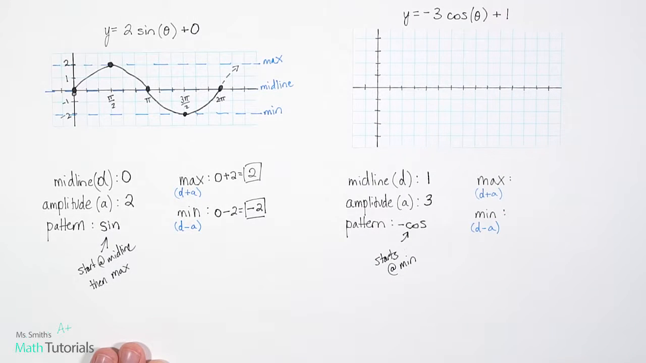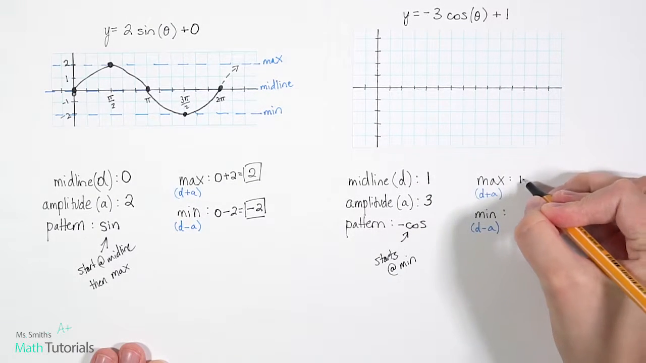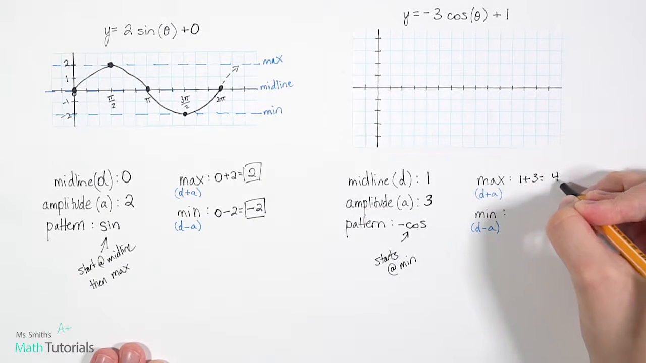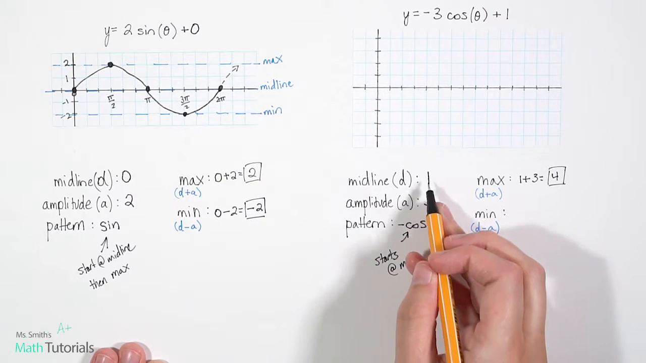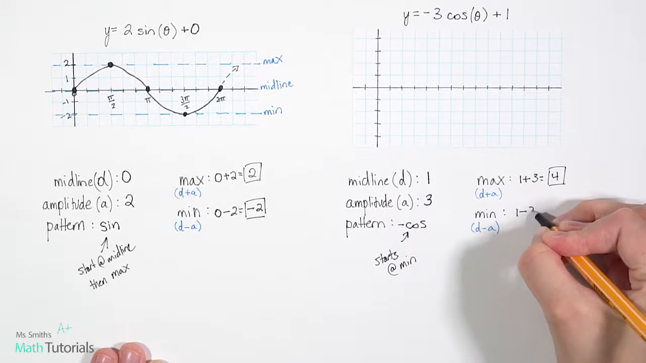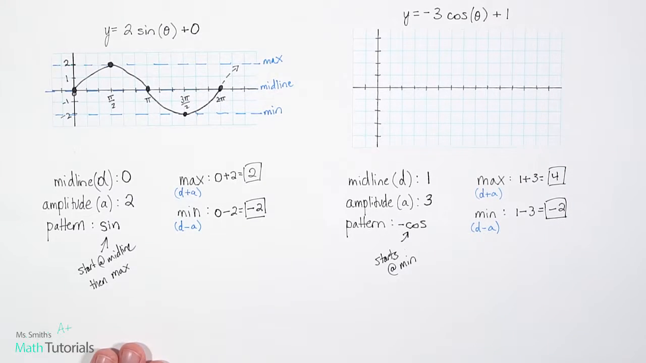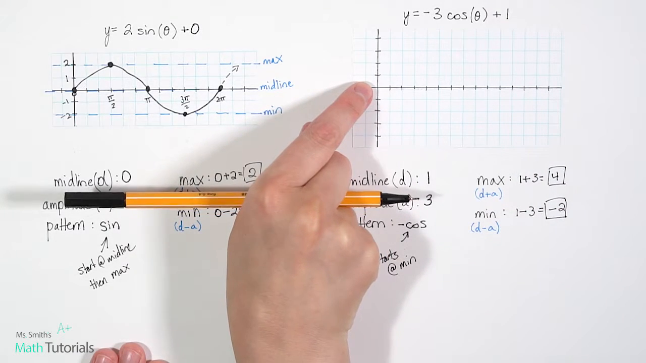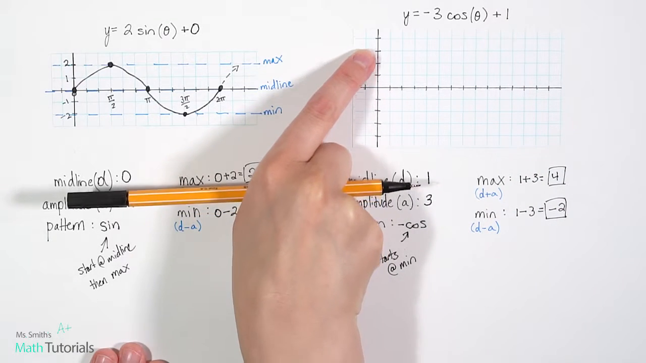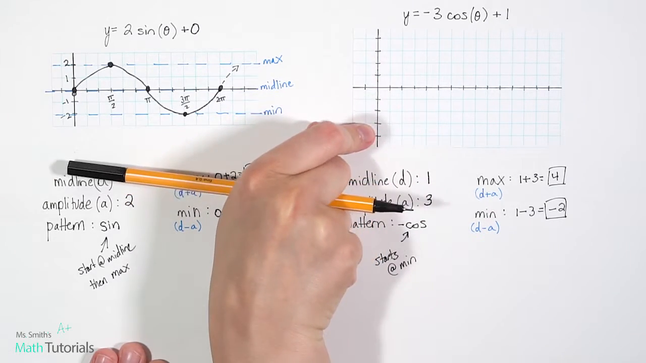And then it just continues the wavelength from there. So to find our max, d plus a, in this case 1 plus 3, gives us a max of 4. And our min, d minus a, so 1 minus 3, gives us negative 2. So I'm going to go ahead and lay out the framework of my points, and in this case I'm just going to make each box 1 unit. So this will be 1, 2, 3, 4, and the same in the other direction.